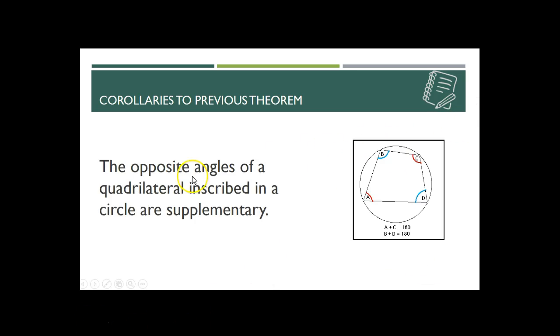The last corollary to this theorem deals with quadrilaterals, which are inscribed inside of a circle. And what you'll notice is that the opposite angles of the quadrilateral are supplementary. So A plus C equals 180, and B plus D equals 180.